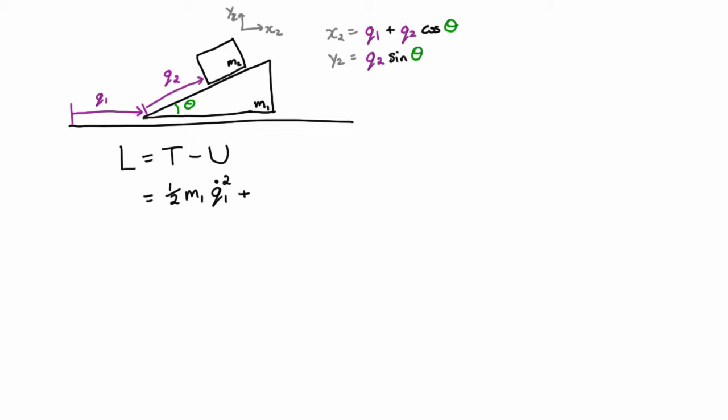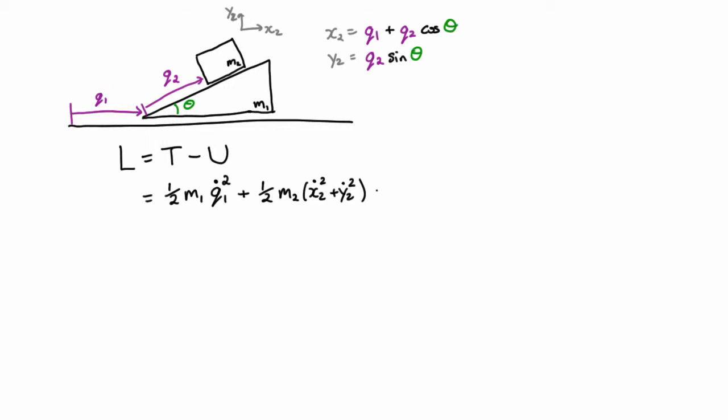Now, how do we get the velocity from that? The kinetic energy we happen to know is just simply a half m2, and we know it's x2 dot squared plus y2 dot squared. So I know the kinetic energy in terms of the Cartesian coordinates, and because I know how the Cartesian coordinates can be represented in terms of my generalized coordinates, I can get the whole thing.